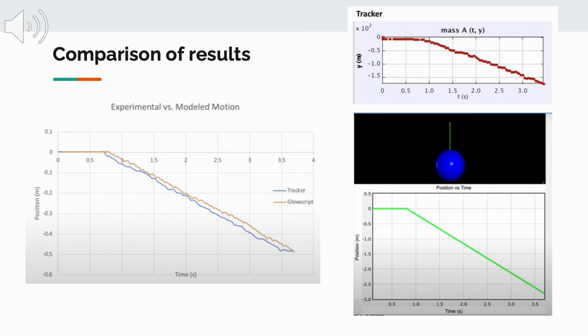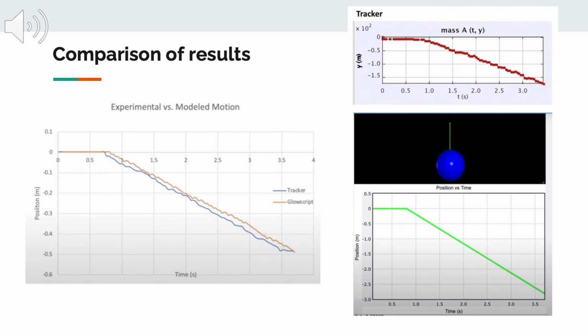The position versus time graphs map the motion of the slinky. Both graphs indicate a downward sloping curve. This is a result of the net force acting on the slinky in the negative y direction. The computational model accurately predicts the motion of the slinky, as the two curves mostly overlap and are very similar.